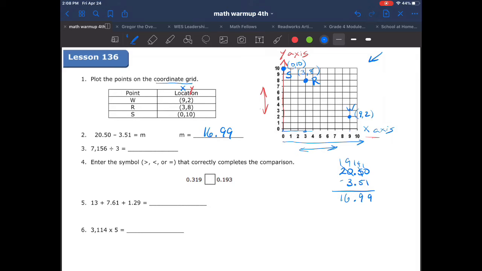7,156 divided by 3. Let's see, we'll squeeze that in right here. 7,156 divided by 3. Let me see, 2,000 times 3 would be 6,000. Let me see, I can't quite get up to 1,200. 3 times 400 would be 1,200, but that's not going to work. How about 300? 3 times 300 is 900.